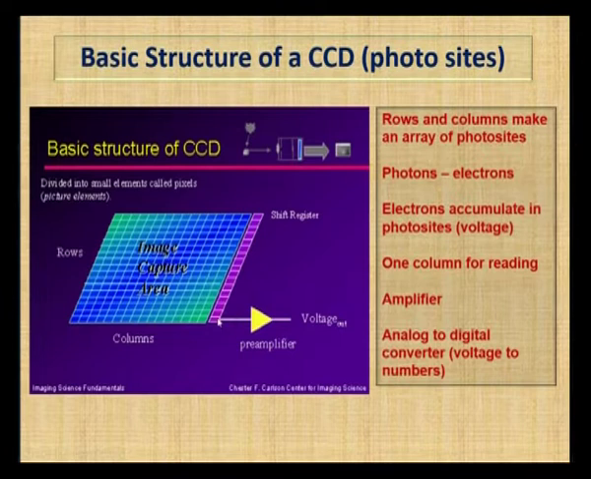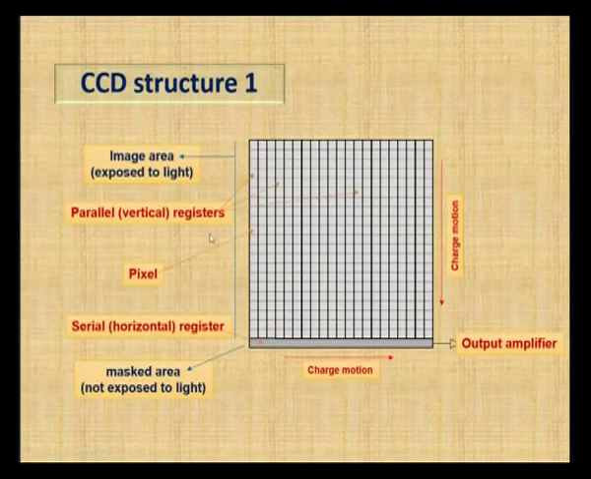Here it will still be in charge mode. From here to here it is converted from charge to electrical signals, and this is amplified and then digitalized, then stored as an image file in a computer. This is the basic structure of a CCD. And from this image you can understand even better the charge motion. This is the image area exposed to light.